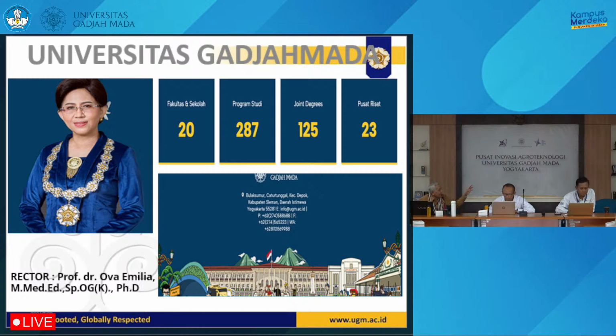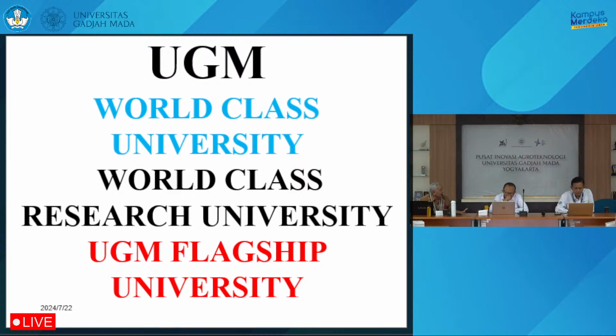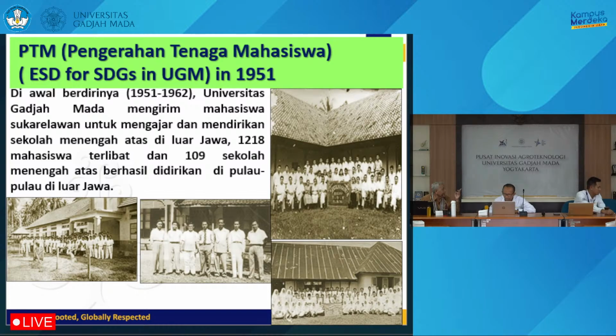UGM has 20 faculties and schools and many study programs, joint degrees and research centers. And UGM is a world-class university, world-class research university, and flagship university. You know flagship? Of course, community services is our flagship. Student community services, our flagship. And village development, our flagship. This is the first one.